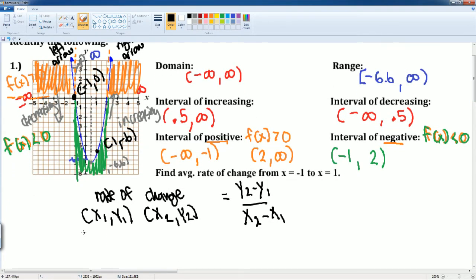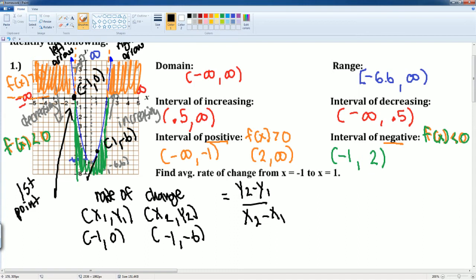Let me just write it. -1 comma 0, and the second point would be 1 comma -6. The reason why this is the first point is because it's the left side. We look at it from left to right. So this is the first point, and then it goes all the way here to the second point. Okay, so now we can plug it into the equation.